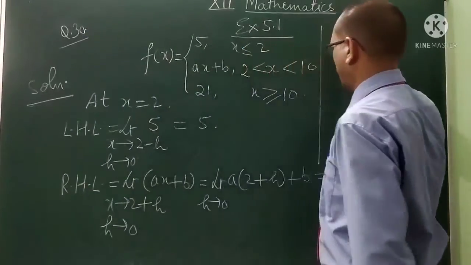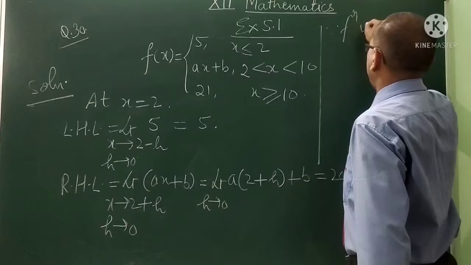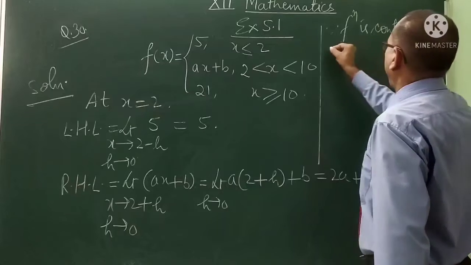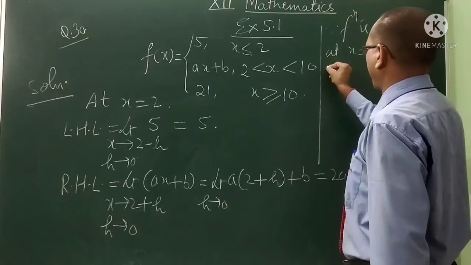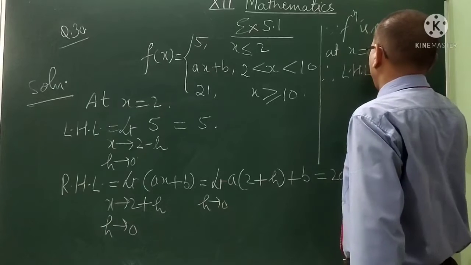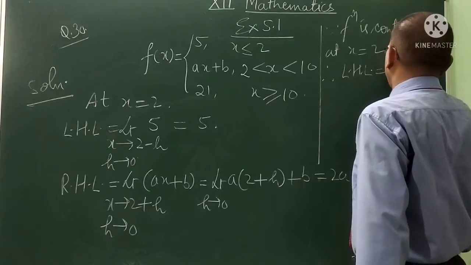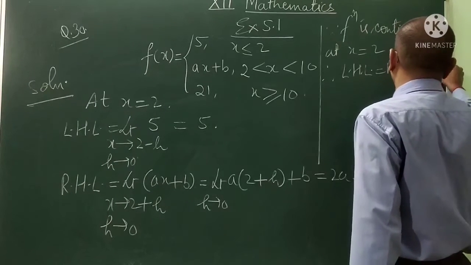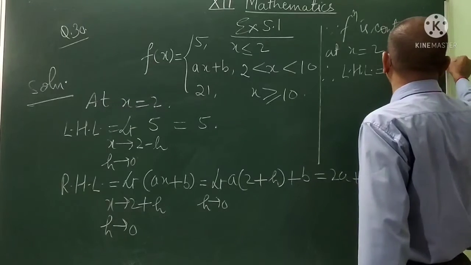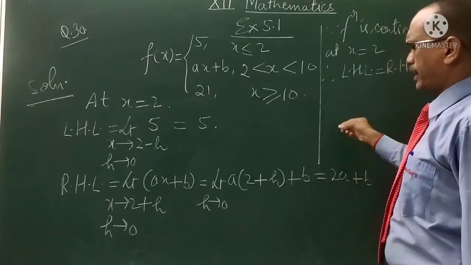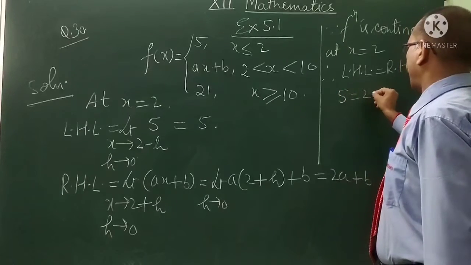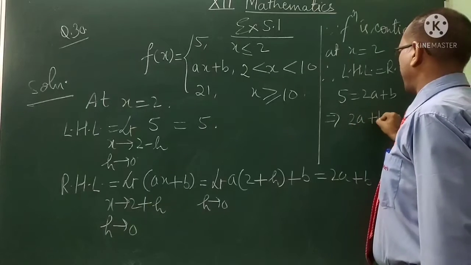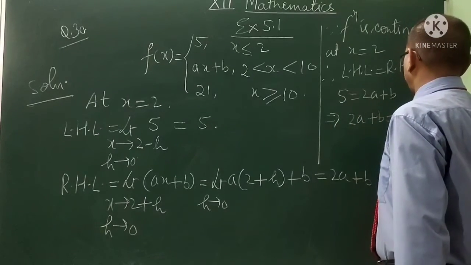Since the function is continuous at x equal to 2, therefore left limit equals right limit equals the value of the function f(2). Now the left limit is 5 and the right limit is 2a plus b, so we have one equation: 2a plus b equals 5. It's equation 1.